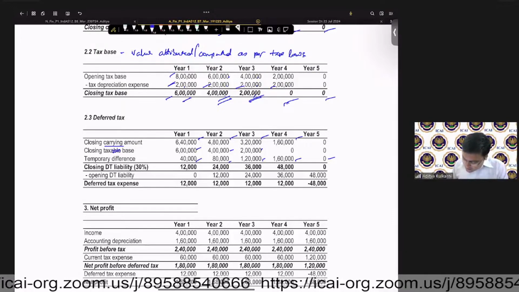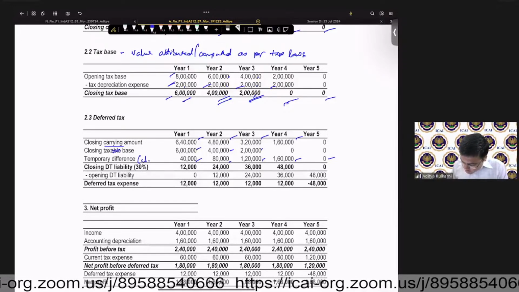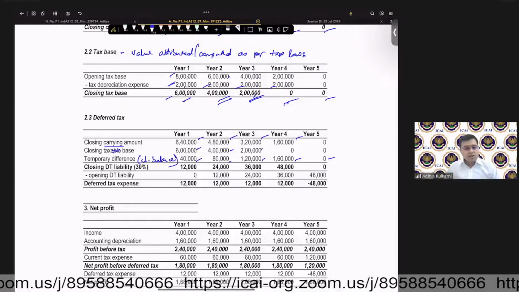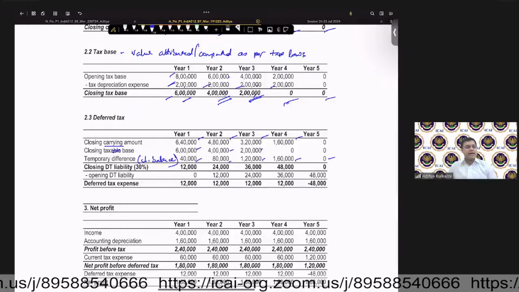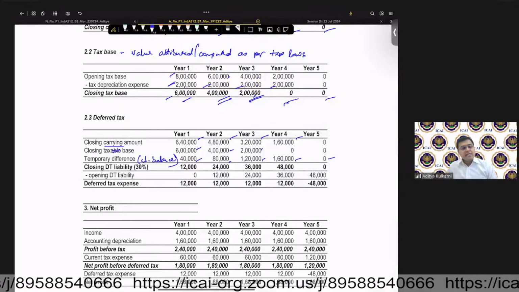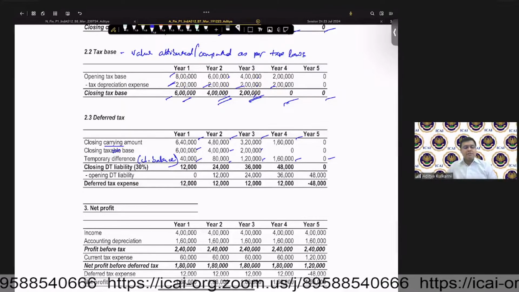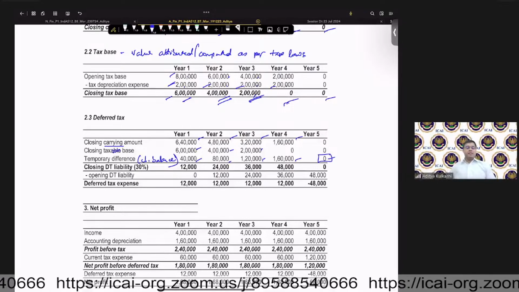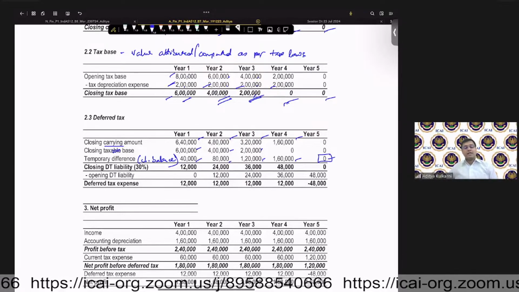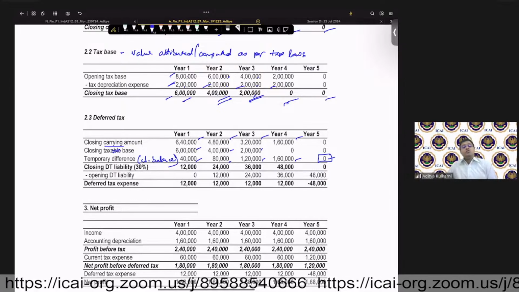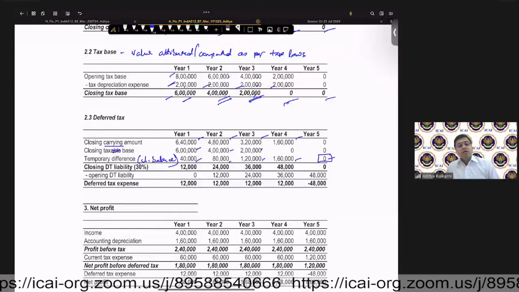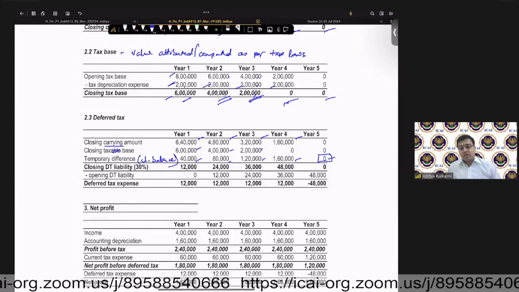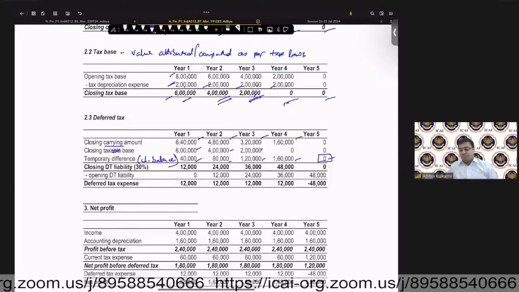So this difference is on the closing balance. Is this a temporary difference or a permanent difference? Sir, temporary. How do we know? Look, in year 5 the difference is becoming 0. That means the difference is going away. By end of year 5, tax base is 0 and the accounting base, I mean carrying amount, is also 0. So therefore, this is a temporary difference.